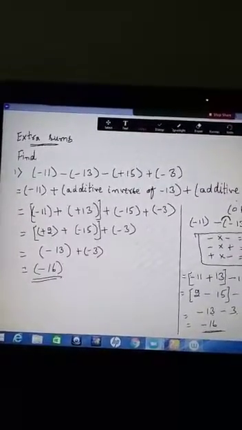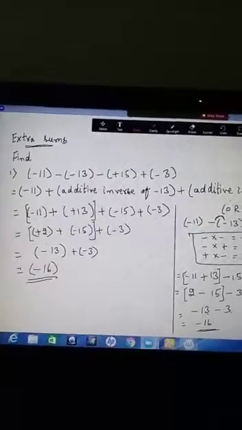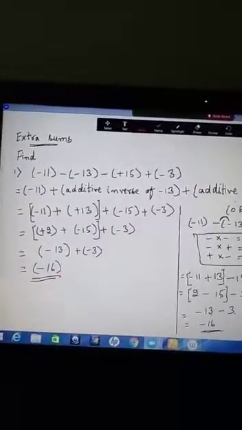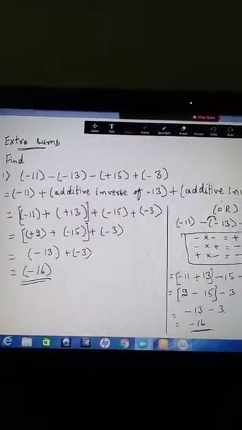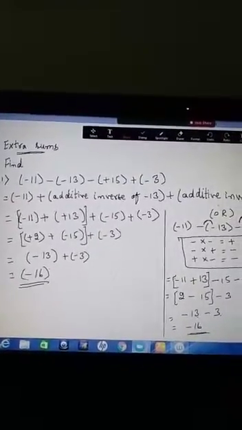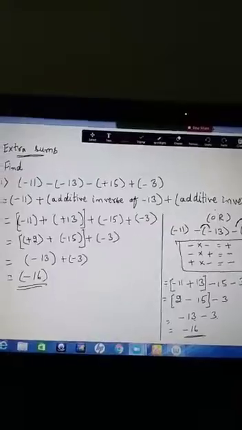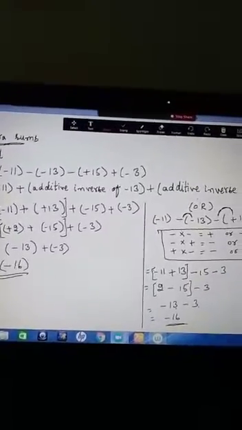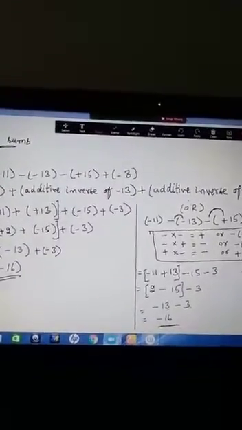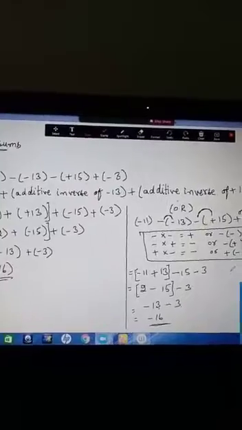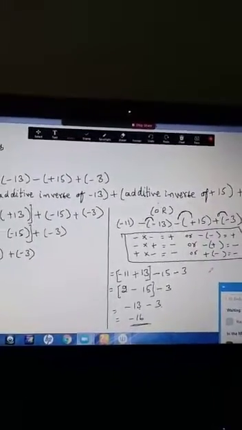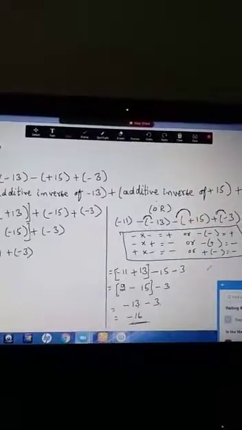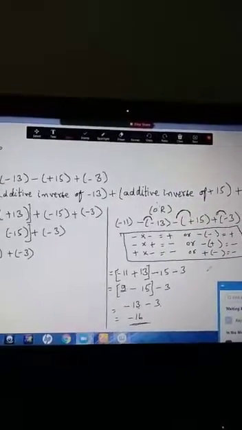If you are writing plus, it means inside the bracket you must write the additive inverse. Minus 11: instead of minus I wrote plus. Inside the bracket I wrote the additive inverse of which integer? Minus 13. Then again minus is there, instead of minus I wrote plus. Inside the bracket I wrote the additive inverse of plus 15. The integer is positive, so write the additive inverse of positive 15.